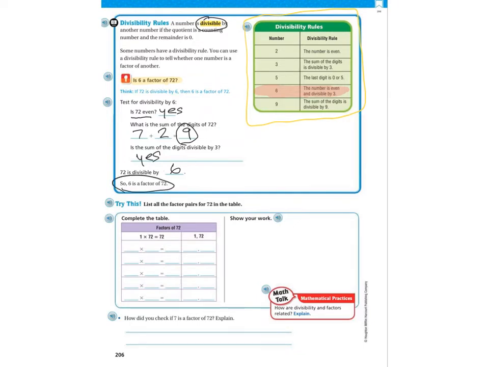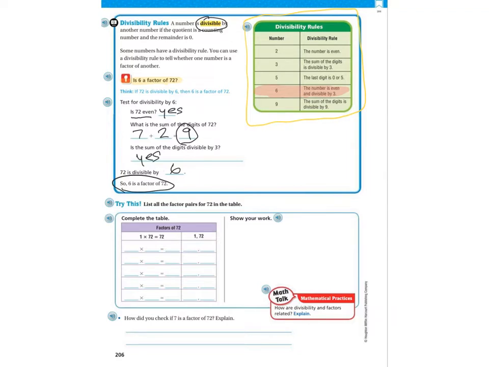Now, we don't know what the other factor is. We'd have to solve for that. But for now, we know that is a good way to test divisibility, to test if a number is a factor or not. So now what we're going to do is list all the factor pairs for 72 in this table. So how do we do this?